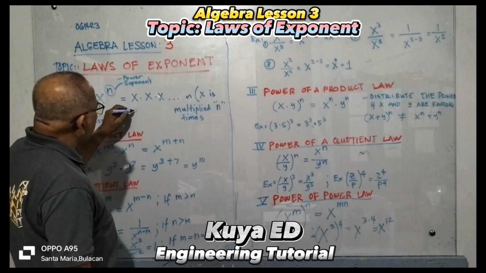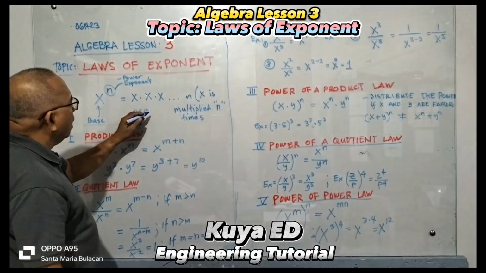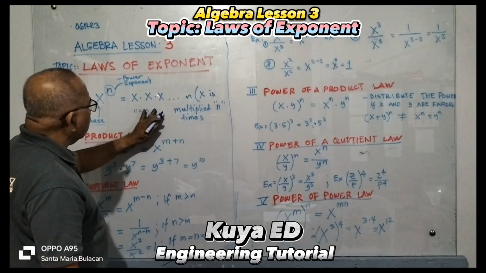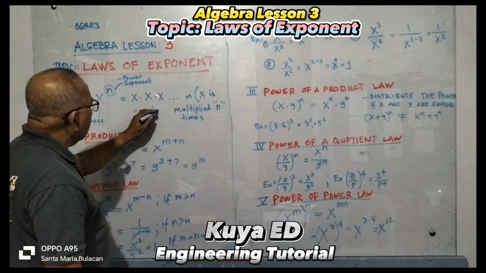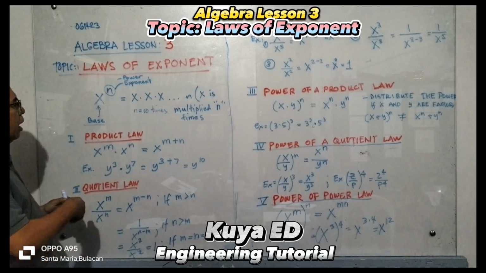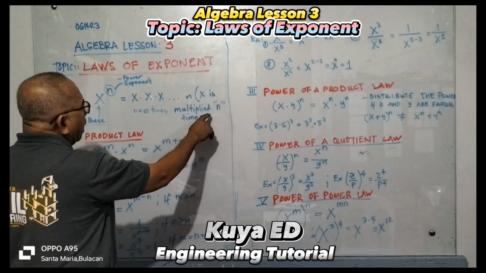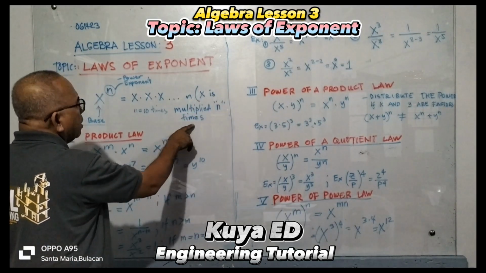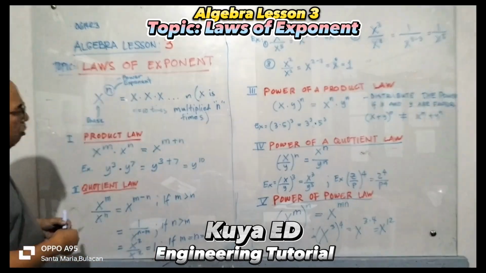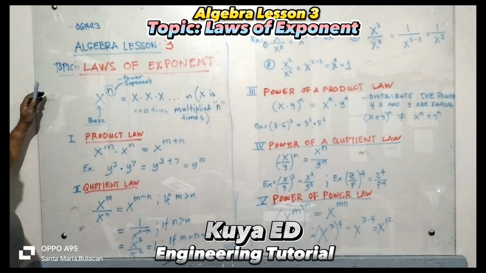Kung ang n is equals to 10, so 10 times natin i-multiply. 10 times natin multiply kung anong value ng n. So, x is multiplied n times, kung anong required. Okay, so we will go to different laws.